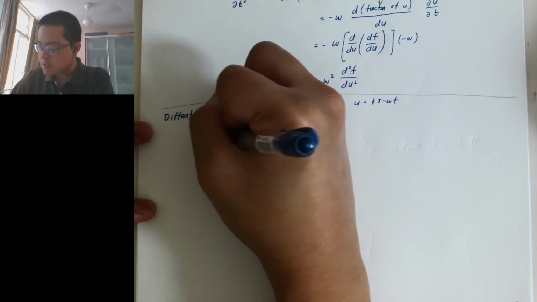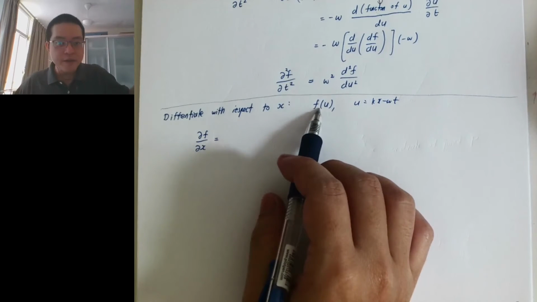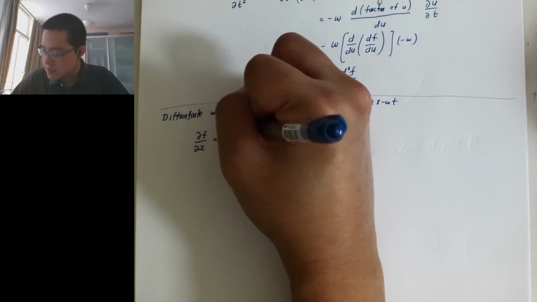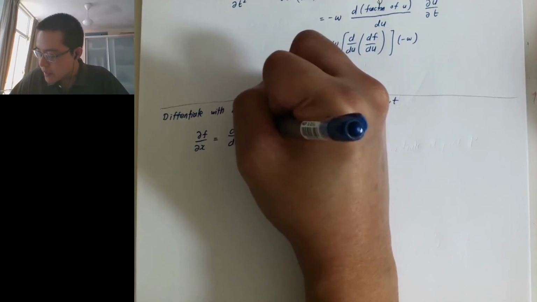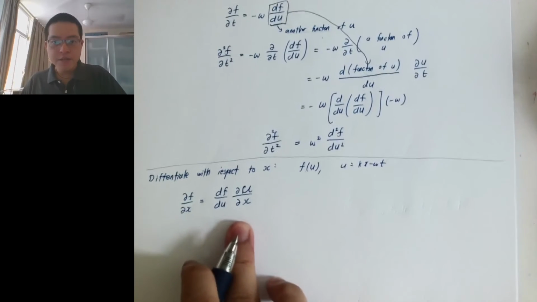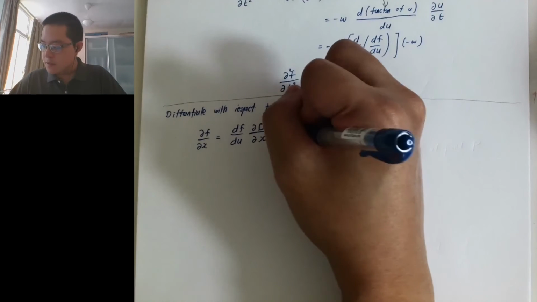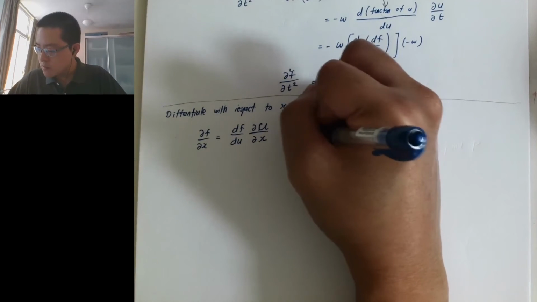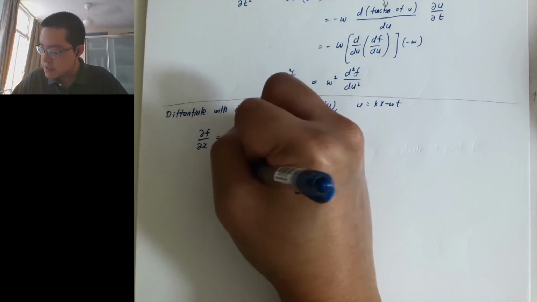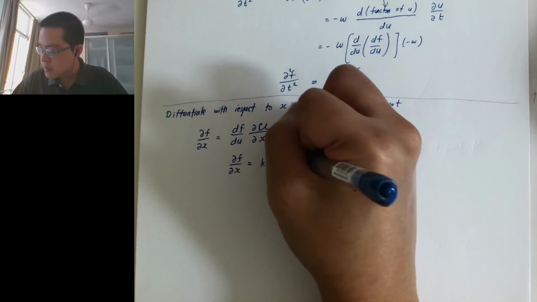Differentiating this with respect to x, again I will use the chain rule. x and u are different variables, and u is another function of x. So this one is the calculus chain rule: df/du, and then partial u partial x. Partial u partial x, which I have shown you above, is equal to k. So this is df/du times k. Let me write this nicely. In other words, the first derivative with respect to x is equal to k times df/du.